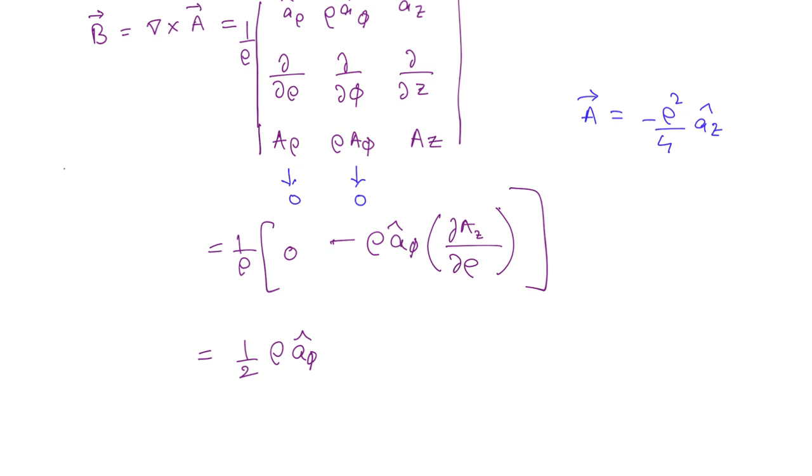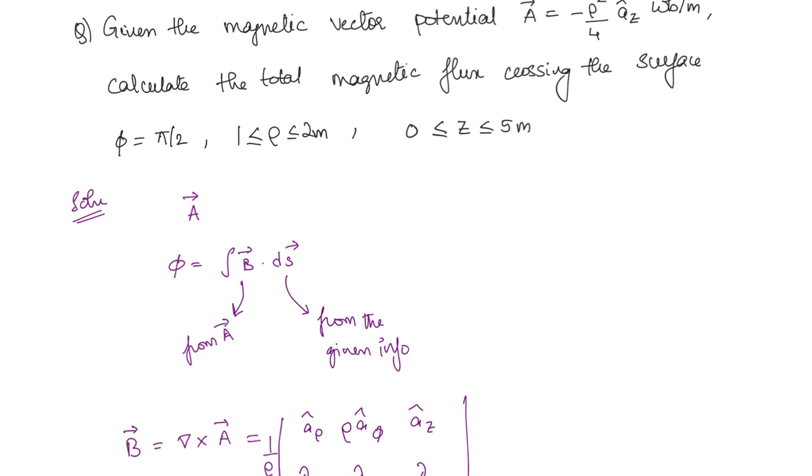Now next thing we have to find what? We have to find what is the surface. Okay, so if you can see here, this φ is π/2, 1 ≤ ρ ≤ 2 meters, and z is varying from 0 to 5. So if you can draw the coordinates here, this is the x axis, this is y axis, and this is z axis. Okay, now the φ is given as π/2. Okay, so that means this along the y axis, right? Φ is this direction, so π/2 will be somewhere on the y axis.